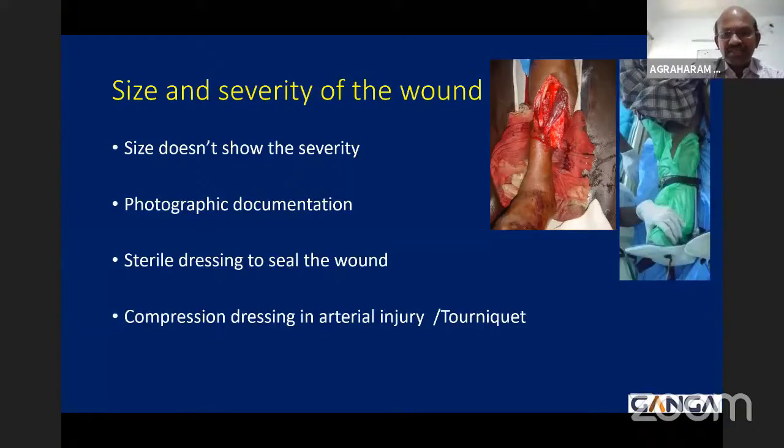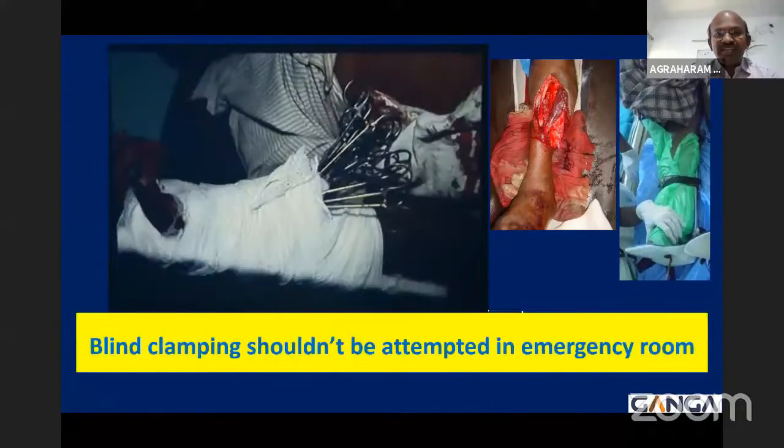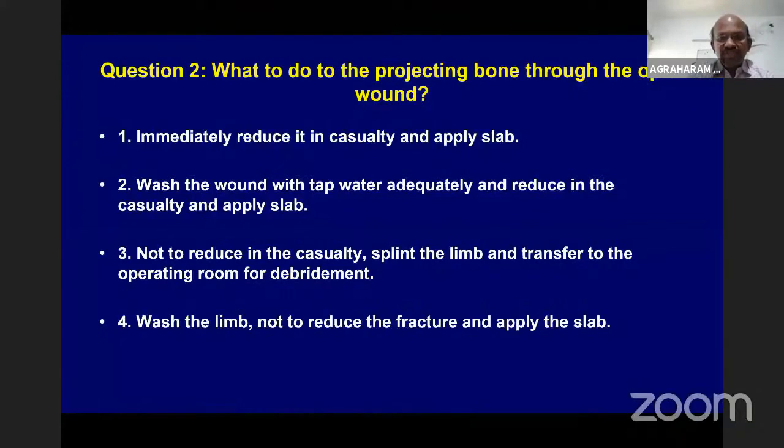Whenever there is hemorrhage, like gross bleeding, we need a good compressive dressing to arrest the bleeding. If it is too heavy, we can apply the tourniquet also, which needs to be very carefully monitored till you deflate it. When there is a large bleed in the casualty, better not to apply any blind clamping. We should not attempt it. It is always better to apply compressive dressing and then take him to the theater as early as possible.